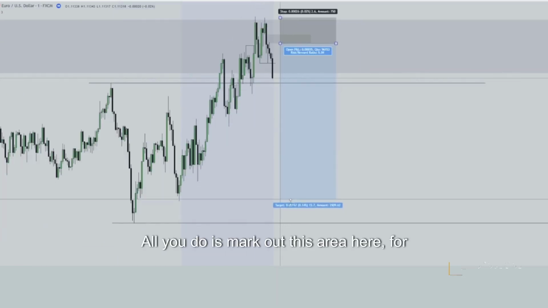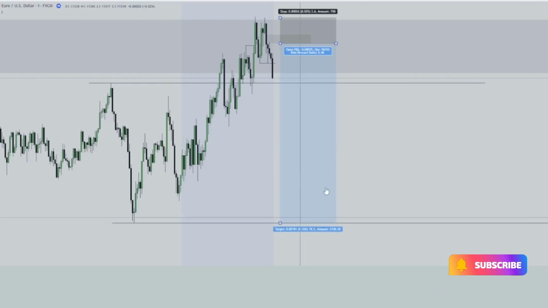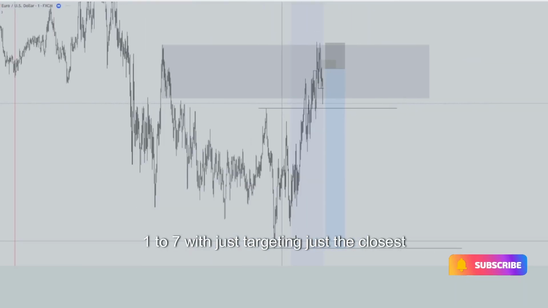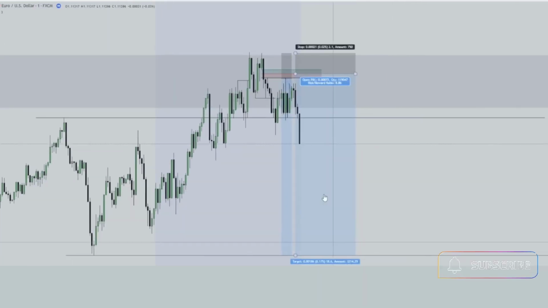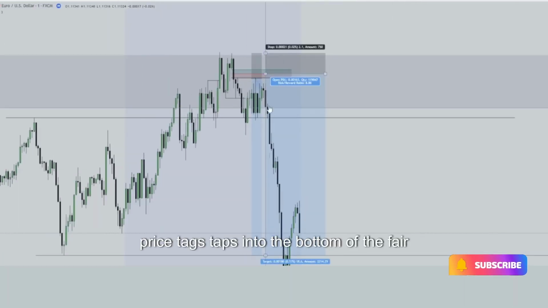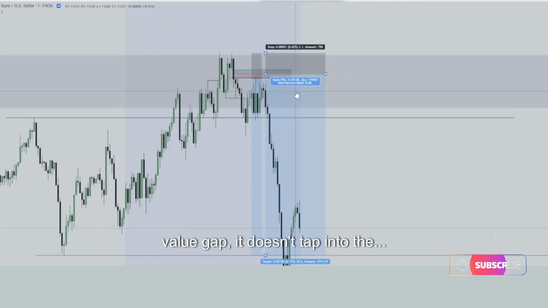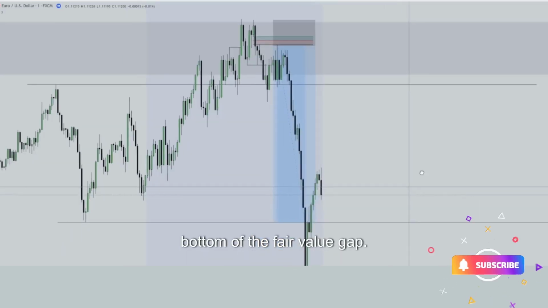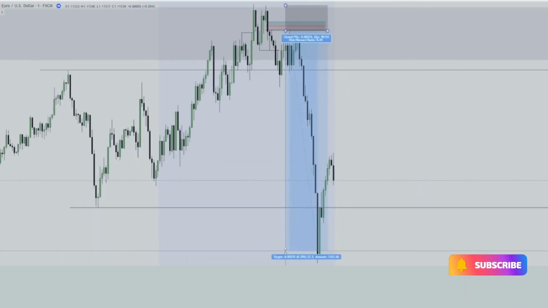Okay, all you do is mark out this area here, for example. And as you can see, this gives you almost a 1 to 7 with just targeting the closest opposing liquidity. Okay, so as you can see, price taps into the bottom of the fair value gap. It doesn't tap into the 50%, which is why it's safer to enter at the bottom of the fair value gap. And as you can see, price runs away for more than a 1 to 8.